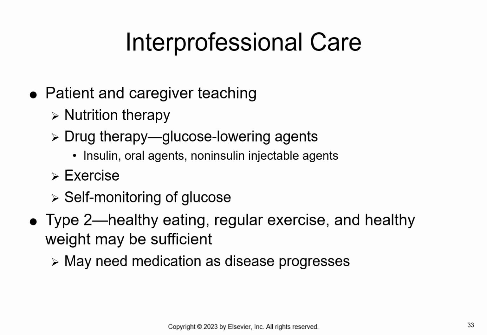Patient and caregiver teaching involves teaching on nutrition therapy and drug therapy, the glucose-lowering agents like insulin, oral agents, non-insulin injectable agents, exercise, and self-monitoring of glucose. In type 2, healthy eating, regular exercise, and healthy weight may be sufficient, though medication may be needed as the disease progresses.